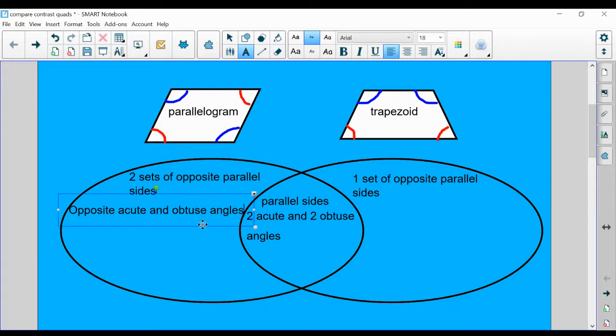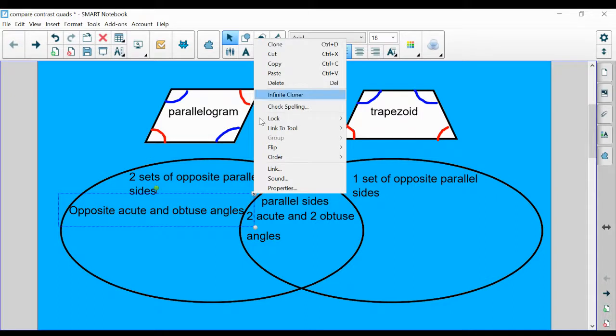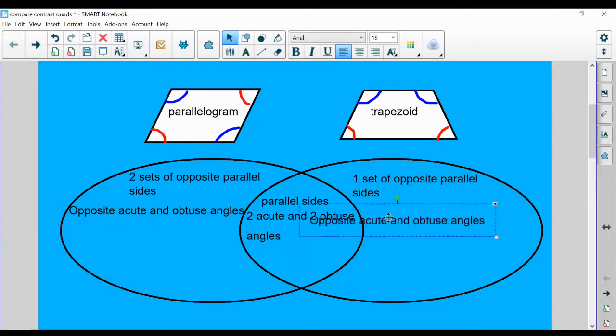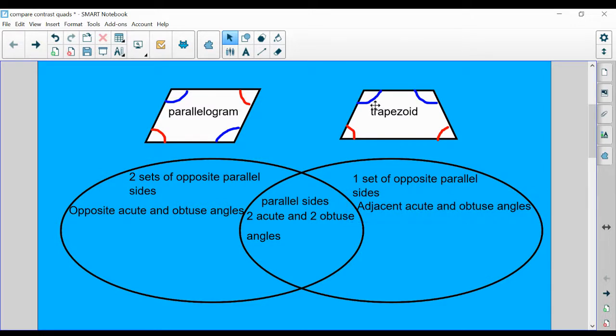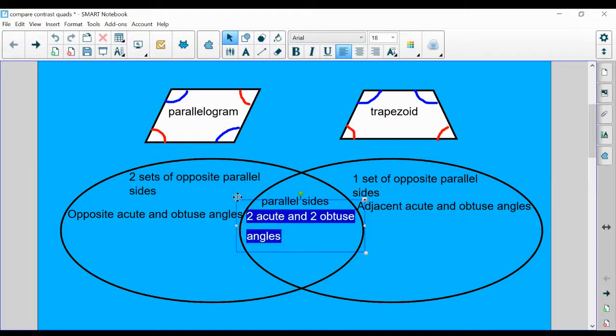Meanwhile, the trapezoid, they're not opposite. They have acute and obtuse angles, but they're actually right next to each other, which means they are adjacent acute and obtuse angles. Adjacent means next to. Boom, boom. These two are next to each other, and these two are next to each other. So that actually ends up being a similarity and a difference.